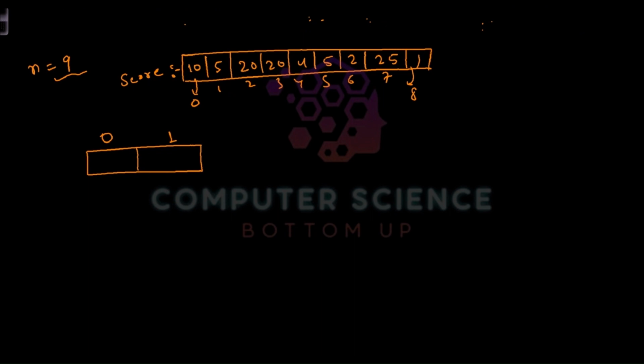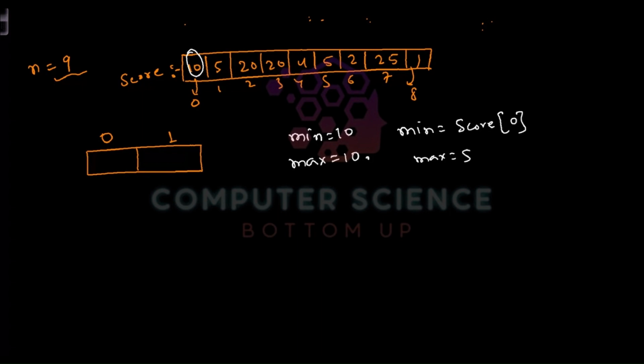At game 0, which is our first, the score is 10. Initially min will be 10 and max will be 10. Or you can say that min is equal to score 0 and max is equal to score 0. Then we are going to iterate over the array. So for int i equal to 0, i less than whatever the size is, which is n here, and i plus plus.